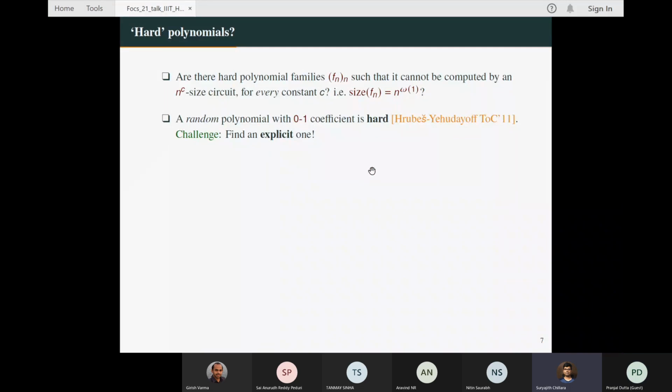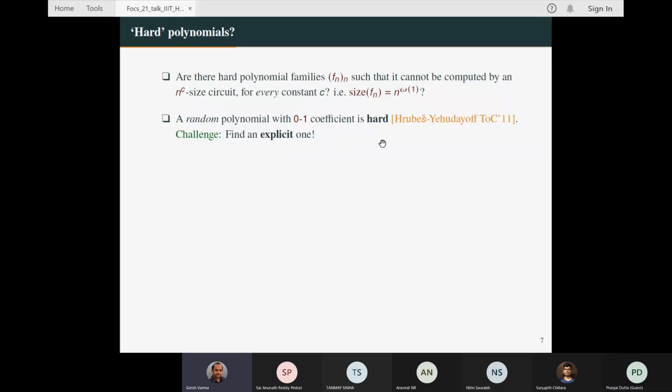So is it like, for every monomial, with some probability you have 1 and with some probability 0? Right. Yes, you can think like that. So the target is now to find an explicit polynomial where I know how to compute the coefficients. Given a monomial, I will know what is the coefficient of that.